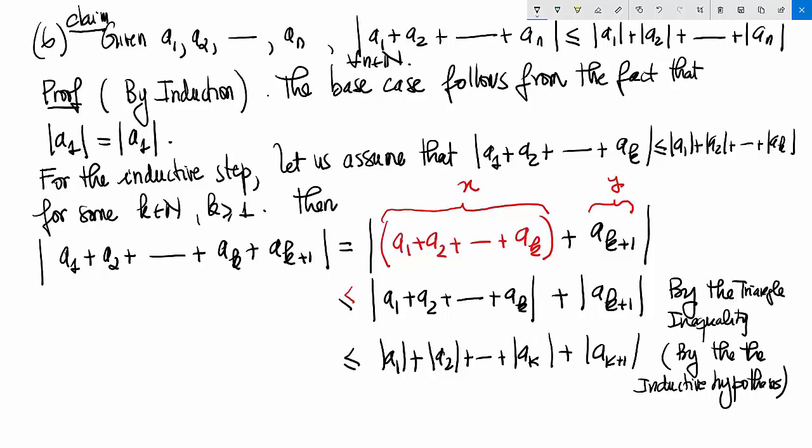And this gives us the desired result. Therefore, the result holds. We can now say it's safe to assert that given a1, a2, all the way till an, the absolute value of the sum of those numbers is equal to the sum of the absolute values, for every natural number n.